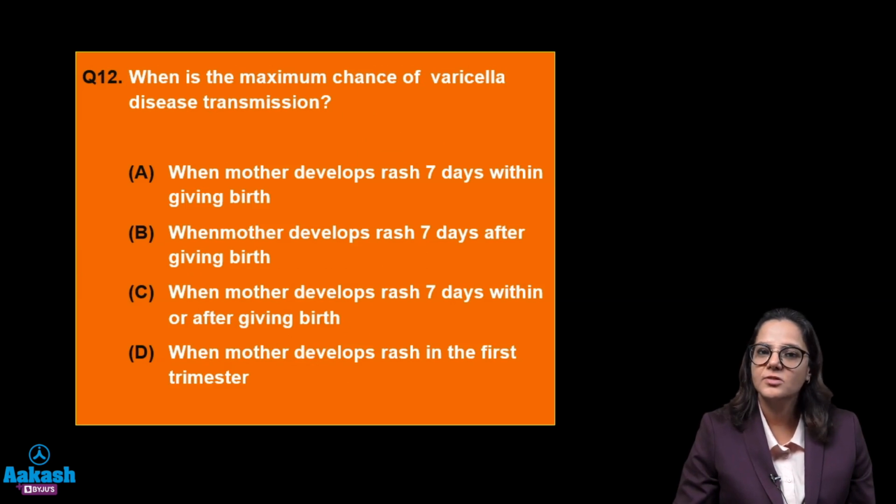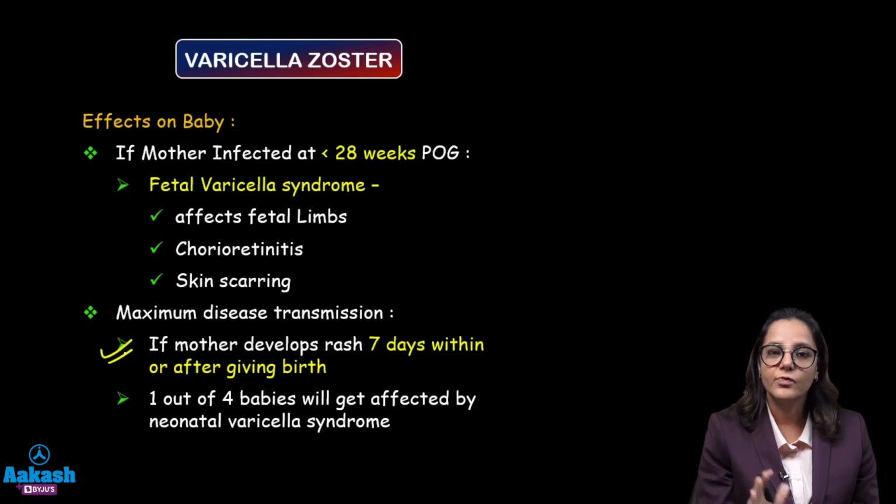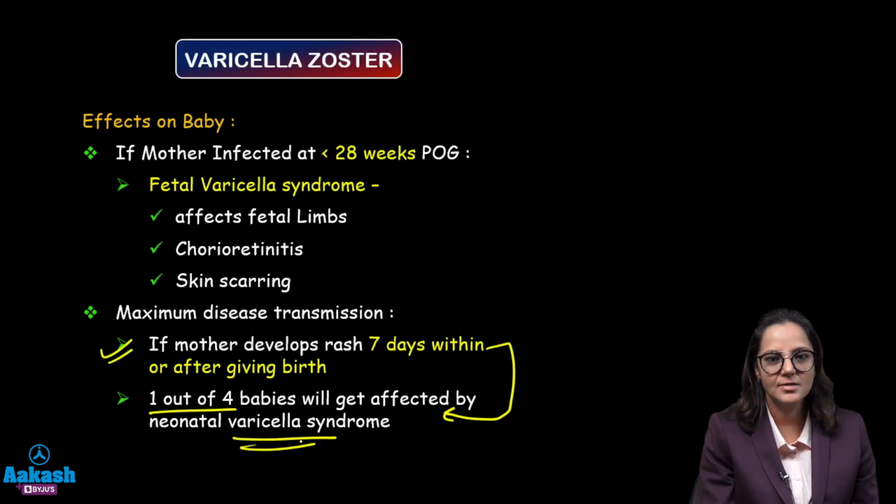When is the maximum chance of varicella disease transmission? The maximum chance of varicella disease transmission is when the mother develops rash within or after 7 days of giving birth to the baby. 1 out of 4 babies are going to get infected in this case and have neonatal varicella syndrome.